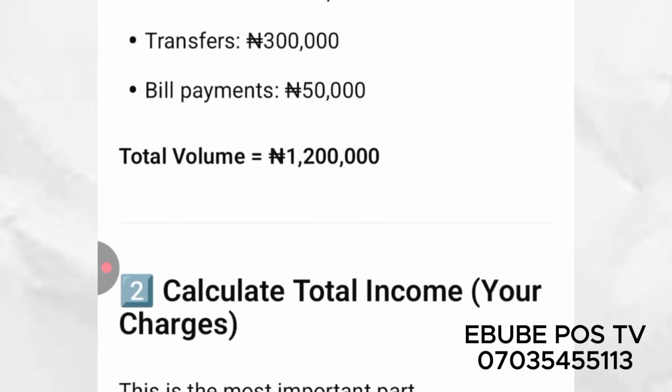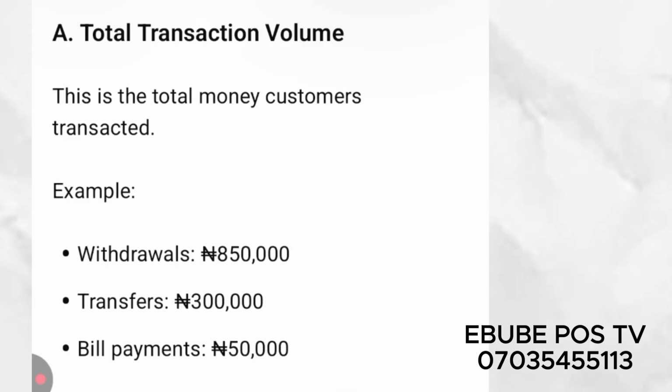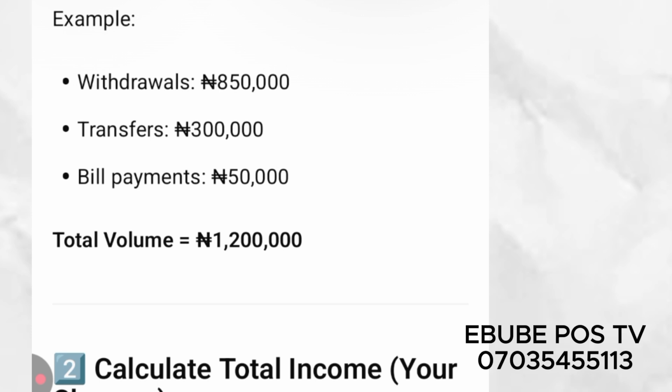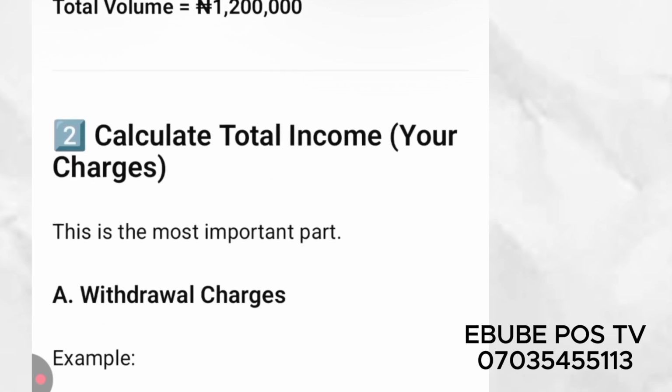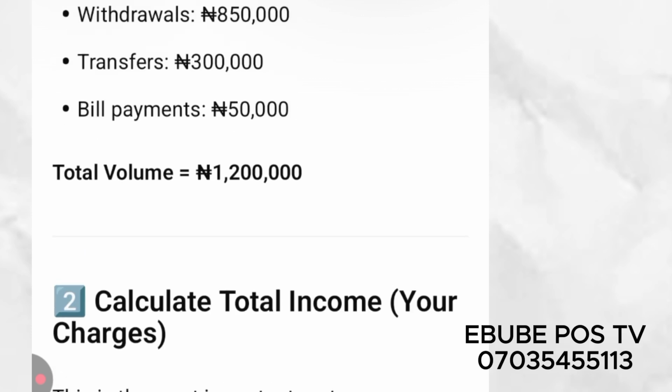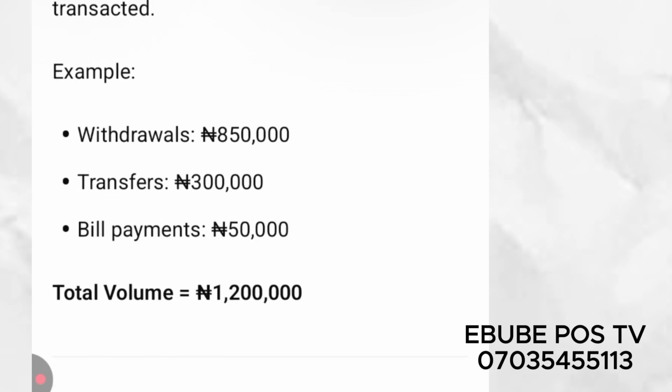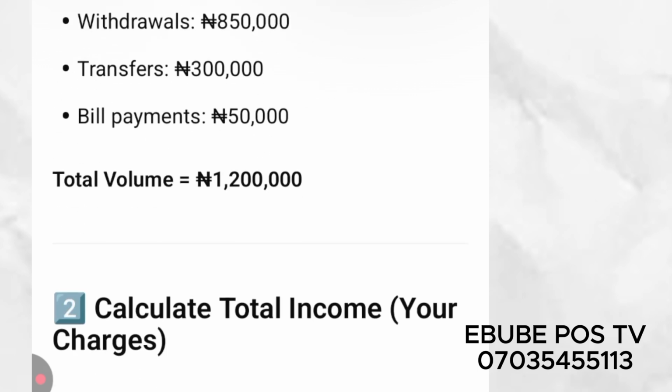For example, let's say you have withdrawals of 850,000 for the whole day, then transfers of 10,000, then bill payment of 50,000, which comes to a total of 1,200,000. Now, how to calculate total income, your charge. How much did you get for the whole day? You did a POS business of 1.2 million naira. What is actually your profit?